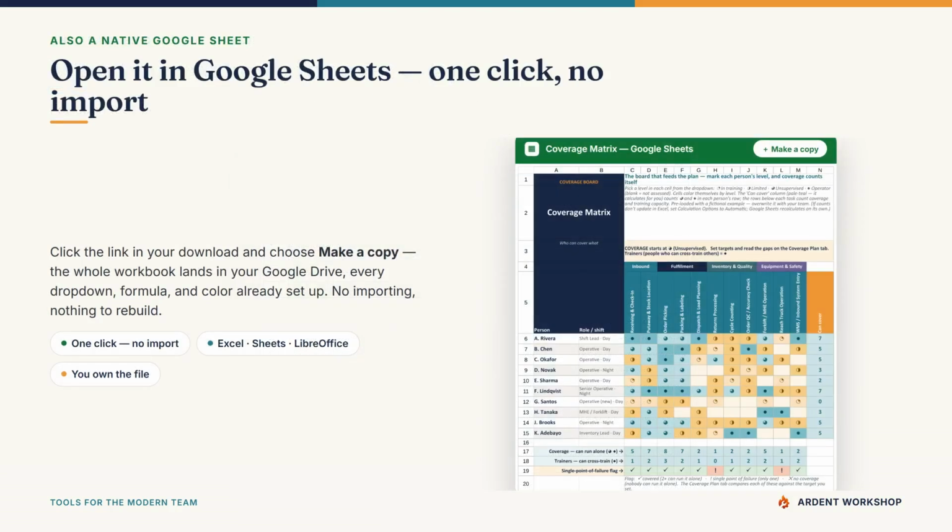Prefer Google Sheets? Your download includes a one-click, make a copy link to a ready-made native version. Every drop-down, formula, and color already set up. No importing, nothing to rebuild. It works just as well in Excel and in LibreOffice.